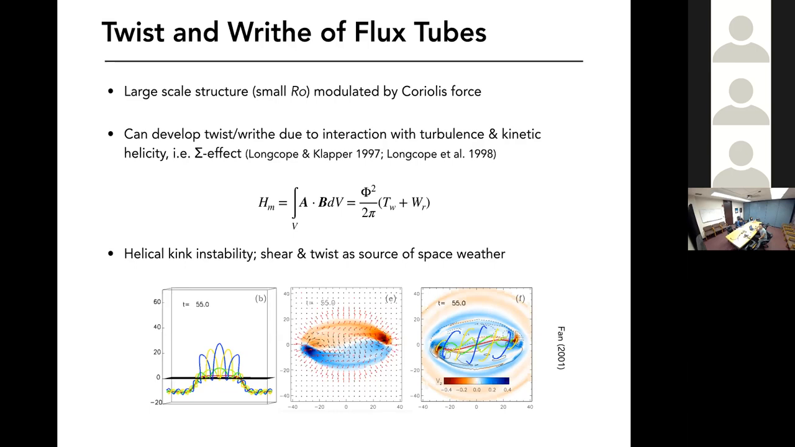Longcope and collaborators in the 1990s proposed this so-called sigma effect that explains the origin of the twist. By twist, I mean, if you have a straight flux tube, the rotation of your magnetic field lines with respect to the axis of your flux tube. That's the twist. And then you have writhe, which means the bodily kink of the whole flux tube.